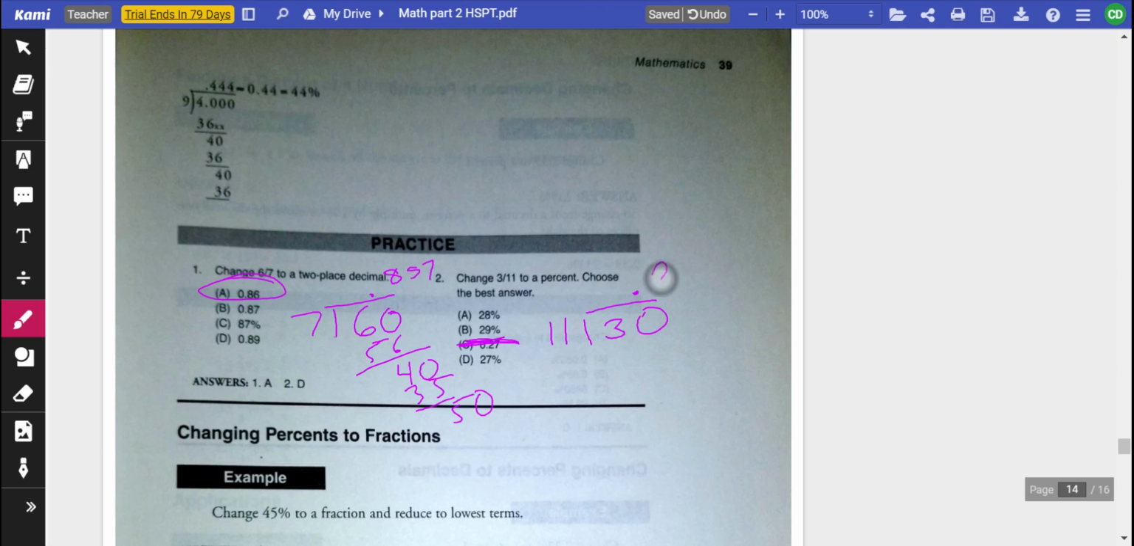11 goes into 30 twice for 22. And we'll do a little bit of math and we get 8. I get to borrow another 0 because I'm moving over a place value. I get to multiply by 7. I get 77. I know I'm going to subtract and get 3. And then this is going to be 2 again. So I know it's 0.272.